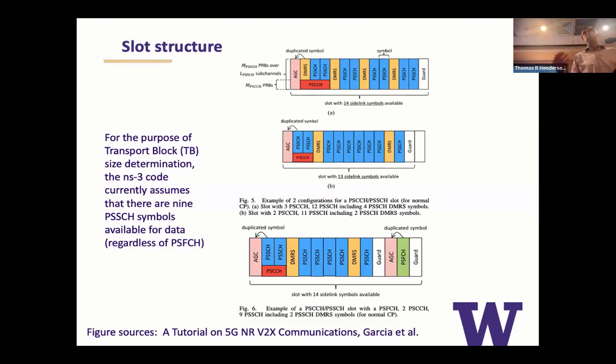For this reason, the feedback channel is not always repeated in every slot. There may be a periodicity as to which slots have feedback channels in them. In the NS3 code, we do respect the PSFCH periodicity. So you can configure it to be in every slot, every other slot, or every 4 slots, according to the standard. But regardless of whether it's there, from a capacity calculation perspective, at the moment we're always assuming that there are 9 symbols available. This may be enhanced in the future.